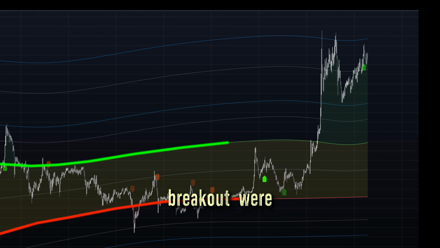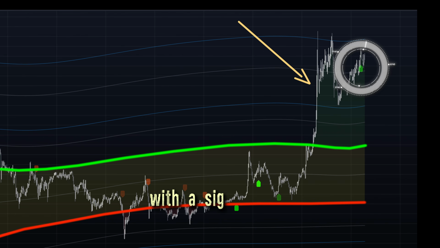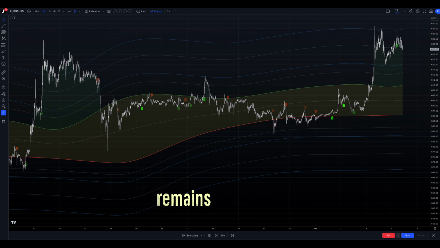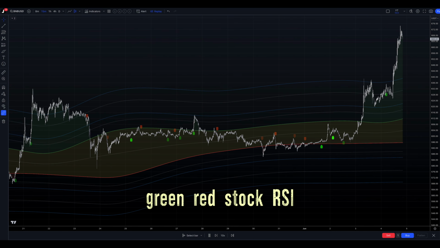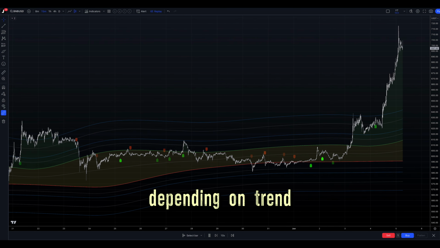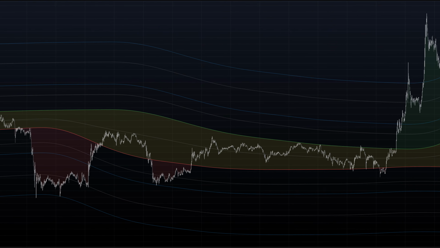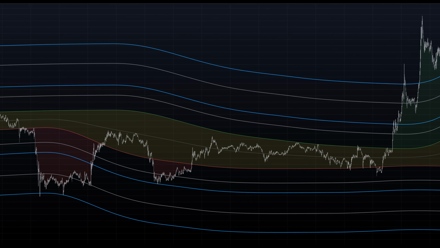After that range breakout, we're looking for a pullback combined with a signal given by the Lorentzian classification indicator, obviously the one that aligns with the direction of the new trend. As long as price remains above or below those green-red stock RSI lines, depending on trend direction, that's our confirmation to pull the trigger. Now let me explain these gray and blue stock RSI bands to you.